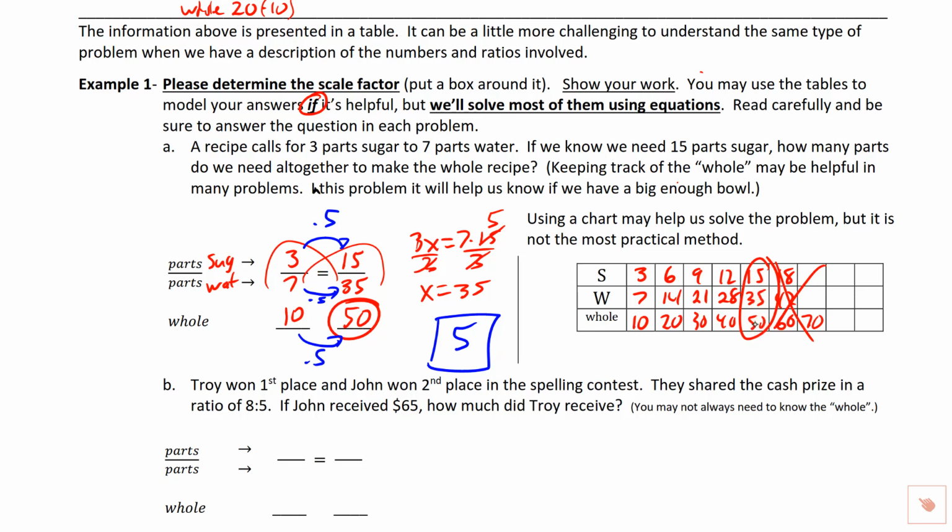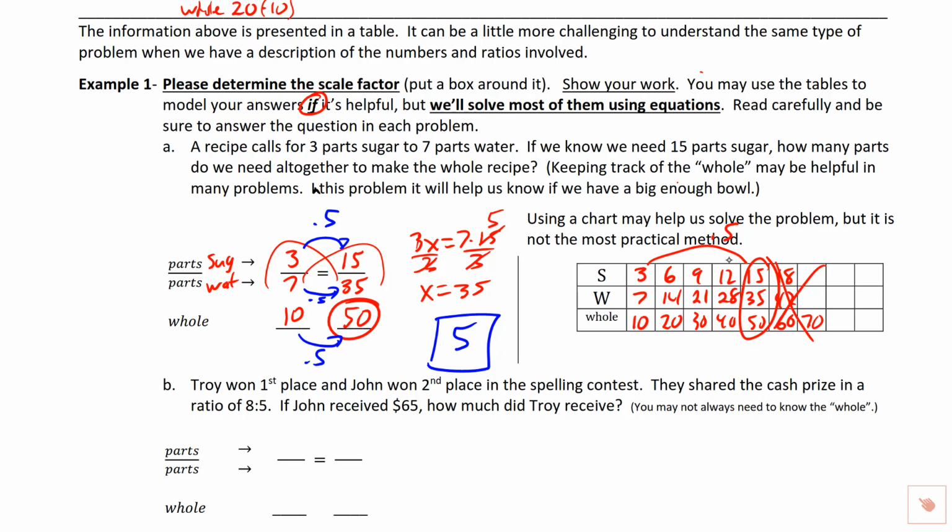And you can also kind of tell what the scale factor would be. This is the first one, second one, third one, fourth one, fifth one. So we would times by 5 to get right there. And that's one way to figure that out. This one's a fairly easy one with small numbers, so it's not too bad.